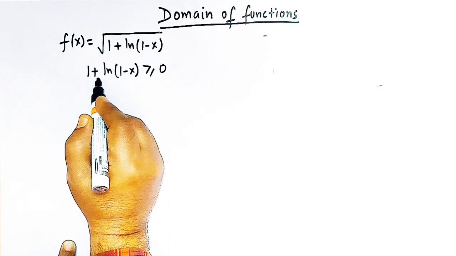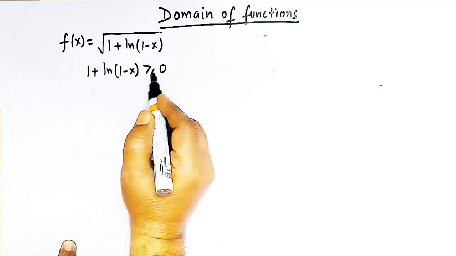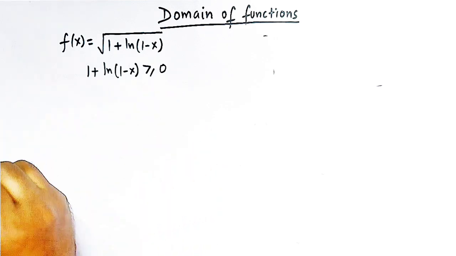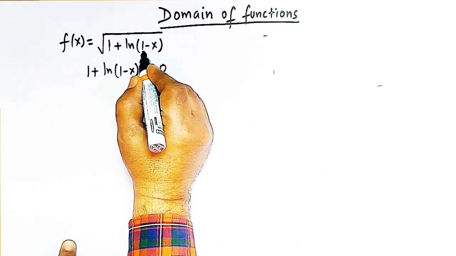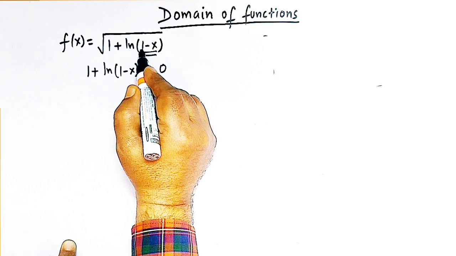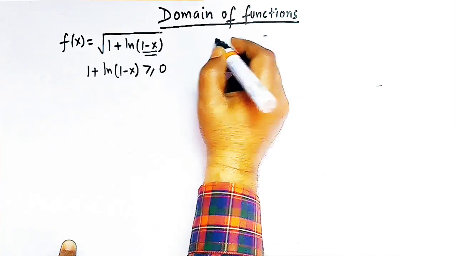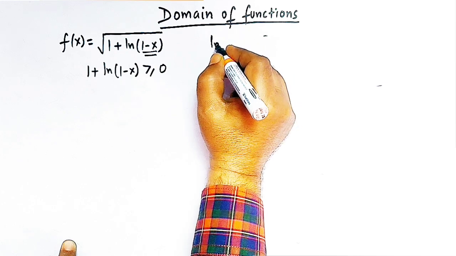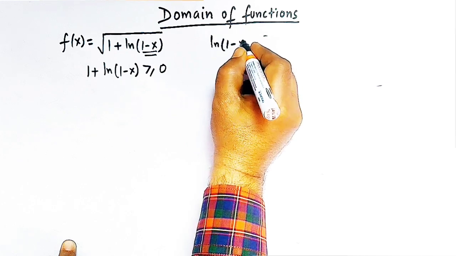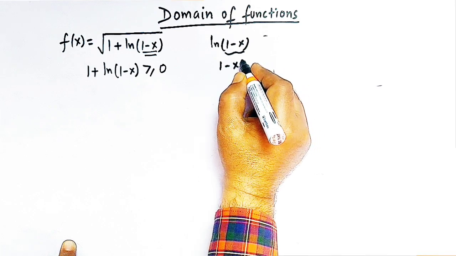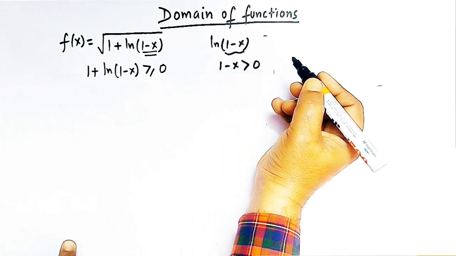So this term 1 plus natural log of 1 minus x has to be greater than or equal to 0. And the second condition is that, because here we have natural log of 1 minus x, in order to define the term natural log of 1 minus x, this term, that is 1 minus x, has to be greater than 0, right?